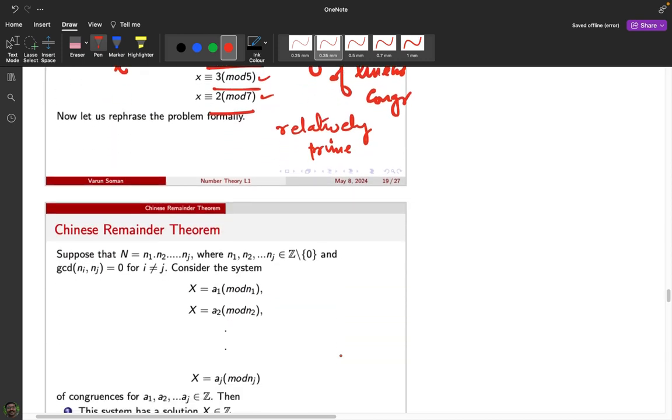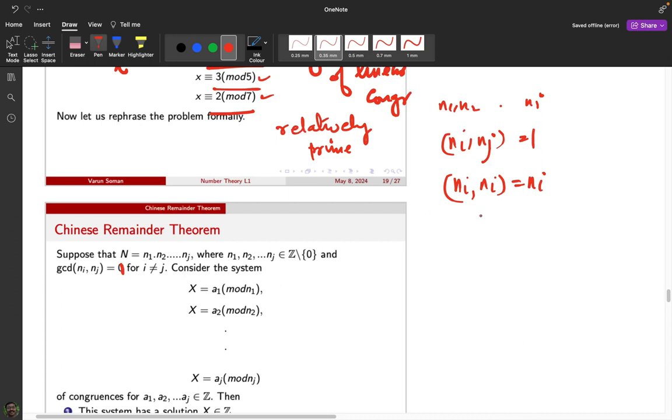Suppose you have some numbers, for example n1, n2, etc., nj, which are relatively prime. Relatively prime means their GCD is equal to 1. So GCD of ni, nj is equal to 1. And what would be GCD of ni comma ni? It is nothing but the number itself. So GCD of ni, nj is equal to 1 for i not equal to j.